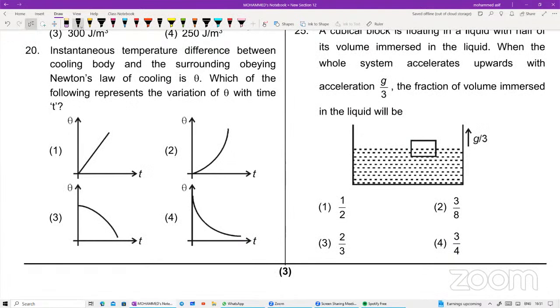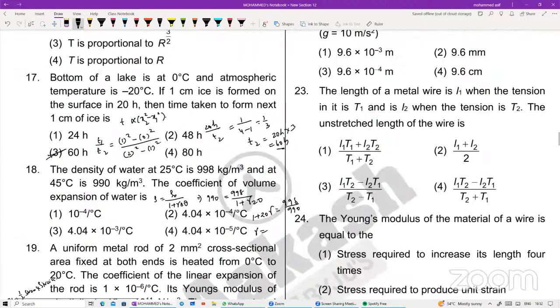This is a graphical question. Instantaneous temperature difference between the cooling body and the surrounding obeying Newton's law of cooling is theta. Which of the following represents the variation of theta with respect to time? You know that it will be decreasing with respect to time. So decreasing with respect to time is exponential conditions. आपको याद होना चाहिए formula. Theta is equal to theta naught exponential to the power of minus k into t. यानी fourth option, exponentially वो decrease करते जाएगा.